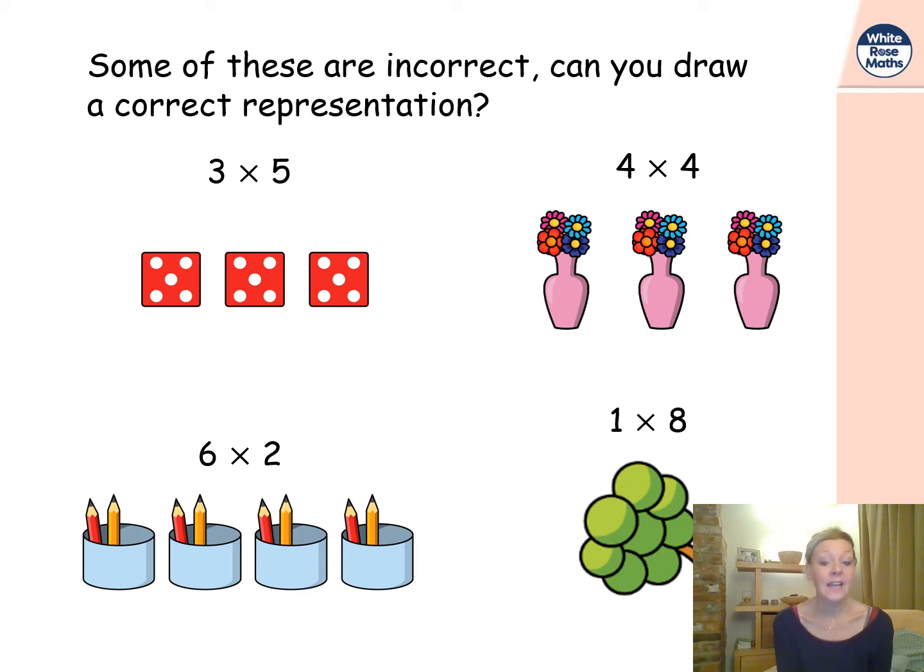And finally, I think this is a bunch of grapes, and it's saying that there is one group of 8, 1 times 8. Is this picture representing that number sentence? You decide. And hopefully we'll reveal the answers now, and they're not all in front of you already.